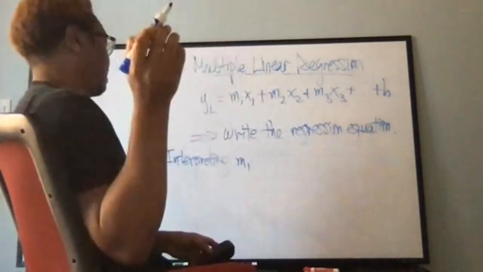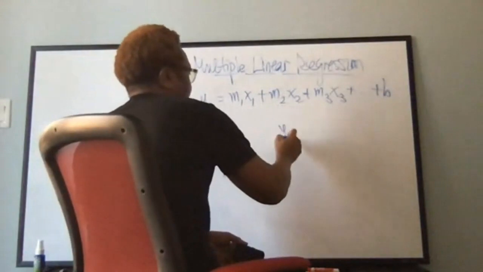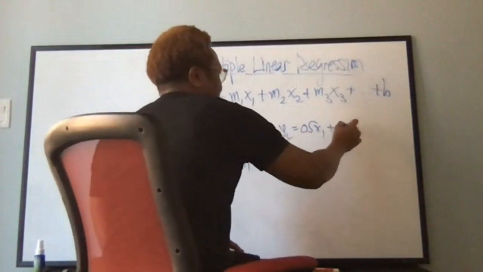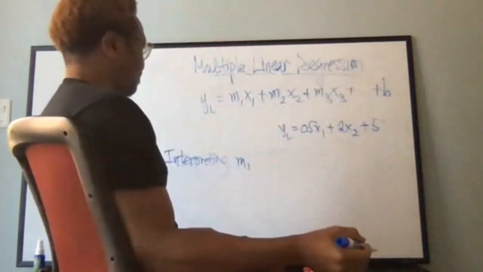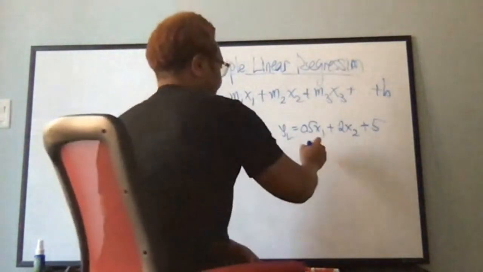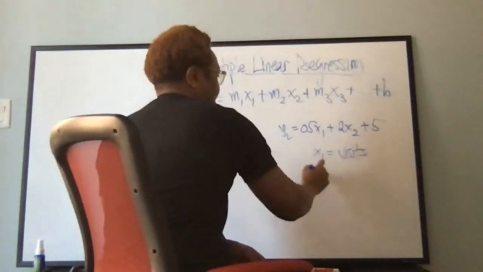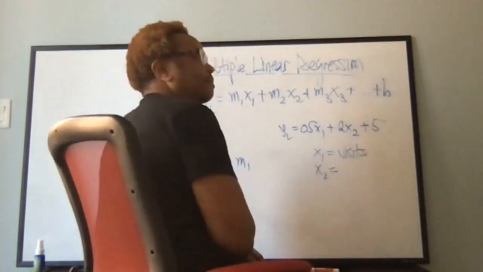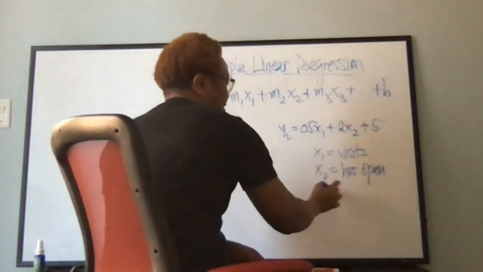Interpreting, let's say, M1. Okay? So I'm going to make something up. I'm going to say y-hat equals 0.5x1 plus, let's say, 2x2 plus 5. Oh, I don't know. Let's say x1 is visits. Let's say x2 is, I don't know, hours open. And then let's say y is sales.